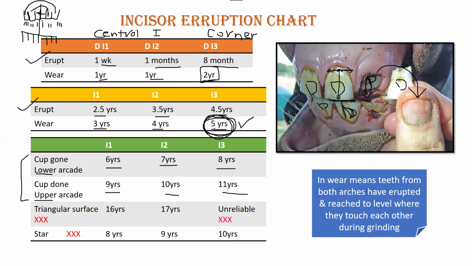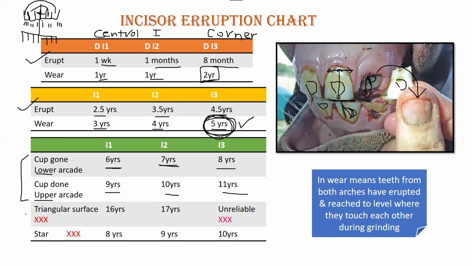So at 5 years, when all the teeth are erupted, then at 6 years, after 1 year, the cup starts to vanish. Then at 7 years, second, sorry, at 8 years, from the third incisor of the lower arcade, the cup is gone. 9, 10, and 11 years. So that is a very reliable way to remember this, to estimate the age.